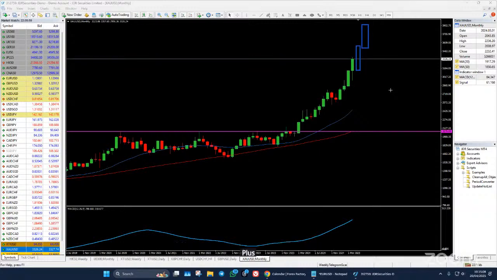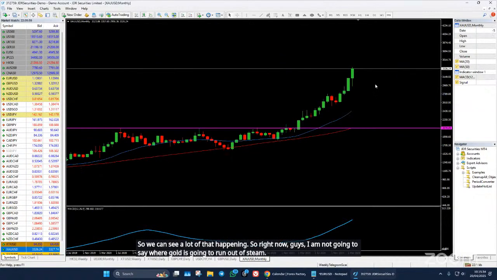Plus, I think part of the bubble is coming from all of the uncertainty. It's not just that, gold is used for so many things. It's used during times of uncertainty, so people are moving away from the dollar but towards gold, which so far makes sense. But also, China and Russia are buying gold like crazy, so we can see a lot of that happening. So right now, guys, I am not going to say where gold is going to run out of steam. Yes, thank you very much, part of it is also because the dollar is weakening, but that's one of many factors. Gold right now is definitely attractive for lots of different reasons. So the dollar weakening is helping it, yes.